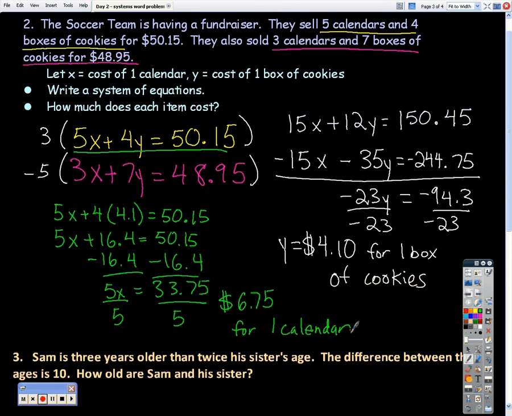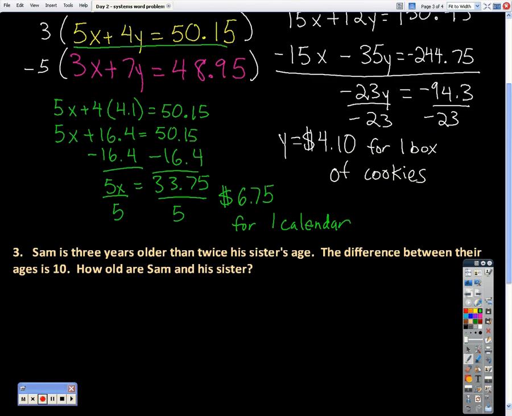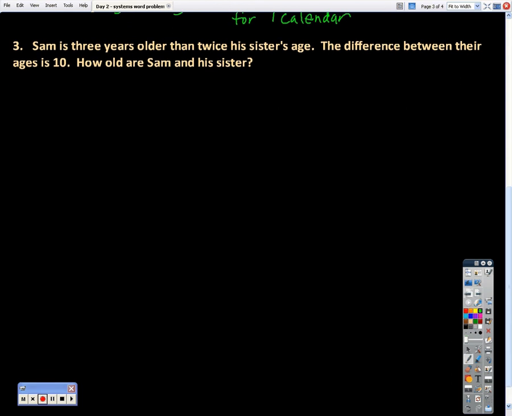The last problem we're going to look at is one that's just a traditional, old school systems problem where we're just going to use the math words in the problem to write our equations. Sam is 3 years older than twice his sister's age. The difference between their ages is 10. How old are Sam and his sister? Well, of course, the first thing we want to do is we're going to just let x equal Sam's age. We're going to let y equal his sister's age.